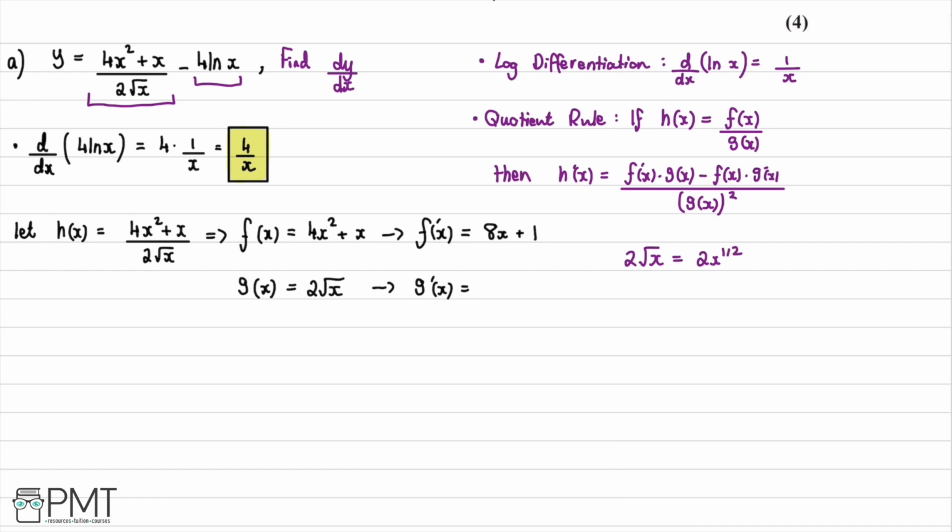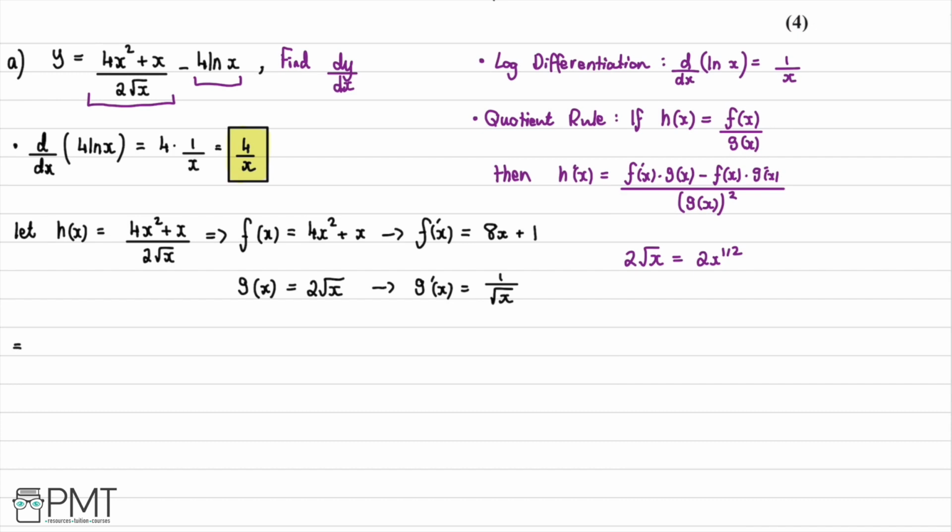So we know we can now differentiate this because we want to multiply by the power, which gives a constant of 1 at the front, and then we're going to take 1 away from the power, so it's going to be x to the power of negative a half. What's that equal to? Well, that is equal to 1 over the square root of x.